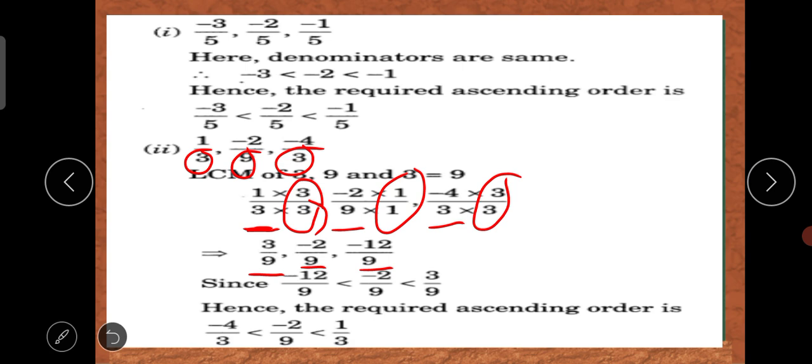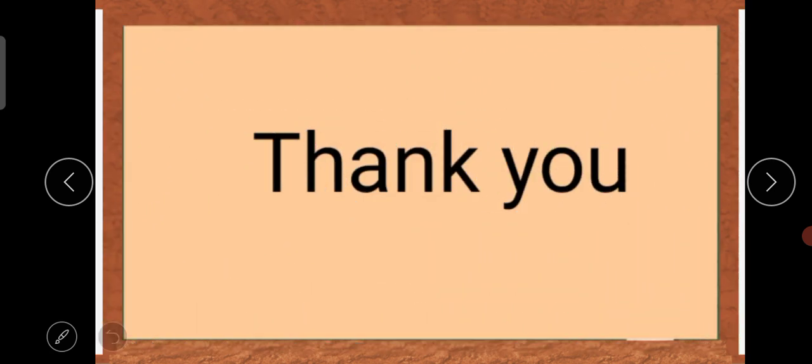So when we compare minus 12, minus 2 and 3, we know that among negative numbers the bigger numbers are always smaller. So minus 12 is smaller than minus 2, and we know that all negative numbers are always smaller than positive numbers. So minus 2 is smaller than 3 upon 9. So these are the ways to write in ascending order, smallest to biggest. Thank you. Here we have completed our exercise 9.1.